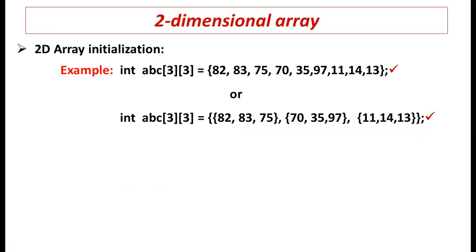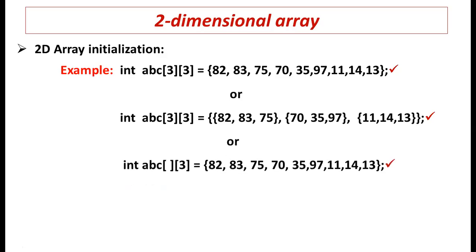And this is another way to initialize the elements. We can partition the row elements in curly brackets. The first 3 elements will be written, and again to write the second 3 elements, they are partitioned using curly brackets. So this is another way to initialize. See here, like this also we can initialize the elements.